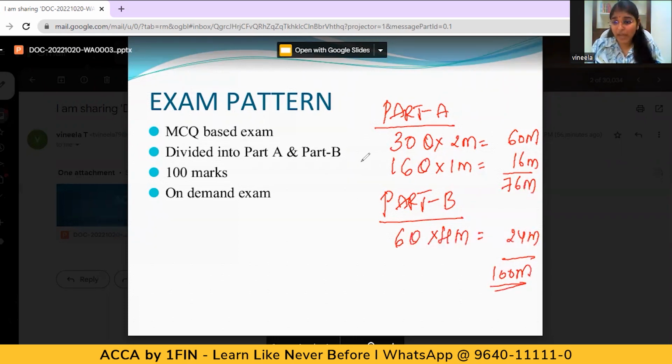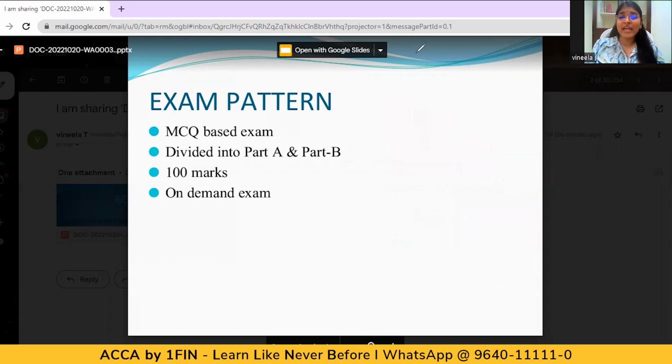He can give you a graph. He can give you a chart and ask you to fill that chart. Anything is possible. Just don't think that MCQ means only multiple choice questions. Even though it is multiple choice, he has various ways to ask the question. Remember that.